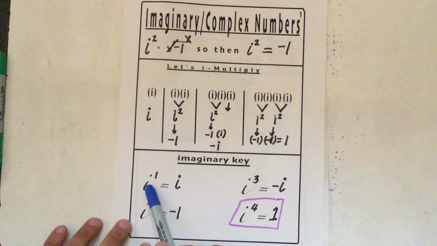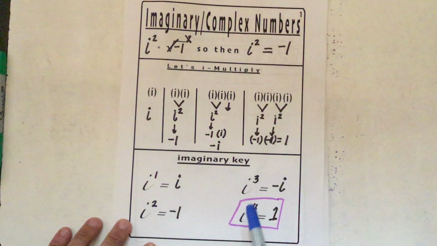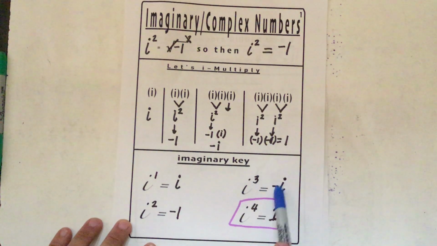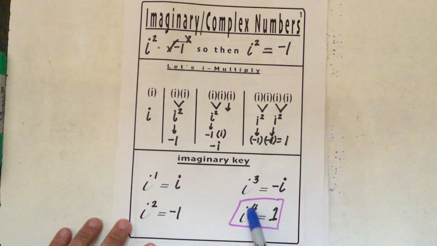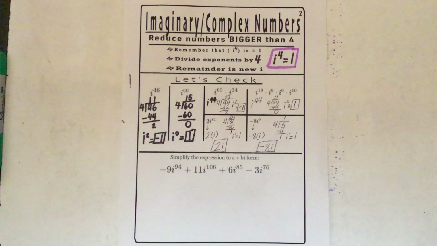Remember that i to the first is i, i to the second is -1, i to the third is -i, and i to the fourth is 1, right? i to the fourth is the key one, the 4 is the key number, okay? So let's take a look here. So we left this bottom part blank because this is the second part of the notes.